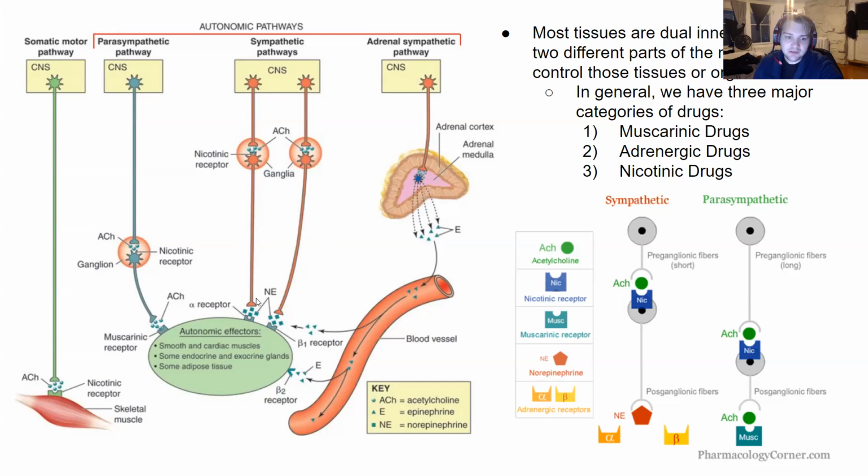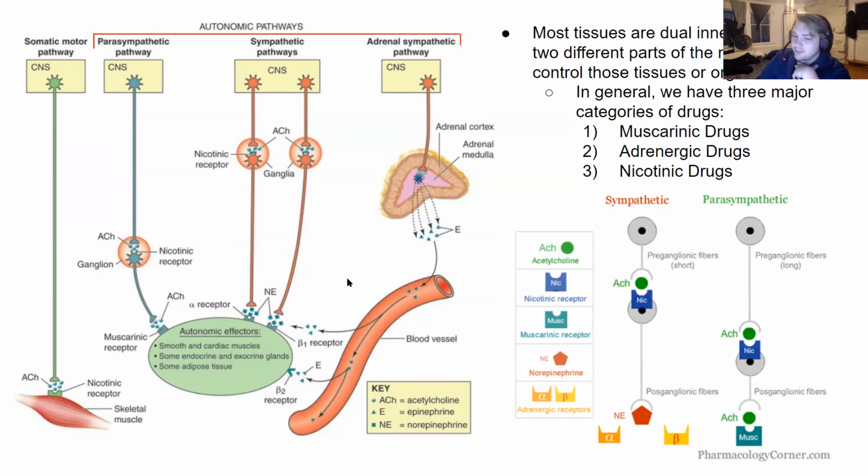Likewise, the adrenal pathway is responsible for releasing epinephrine, which is released from the adrenal medulla. And this hormone, as it is released, travels through the blood vessels, where it can affect the same adrenergic receptors. So what we're going to find later on is that norepinephrine and epinephrine affect the same receptors.